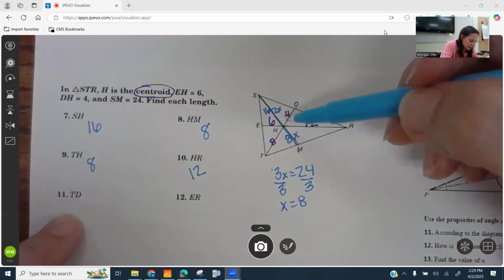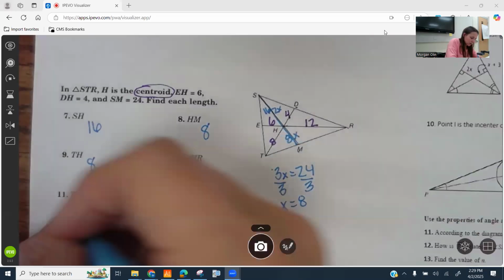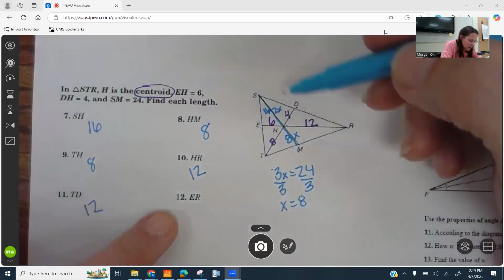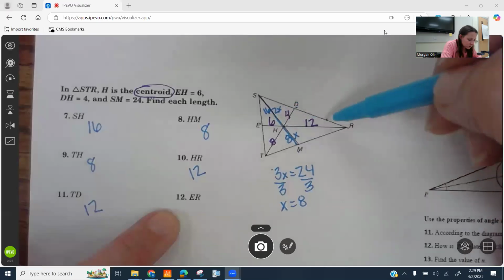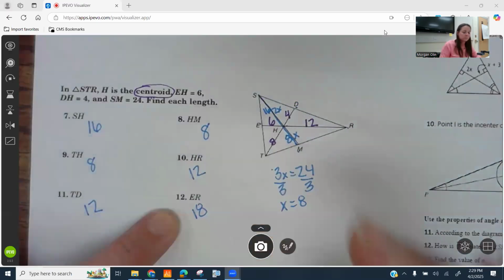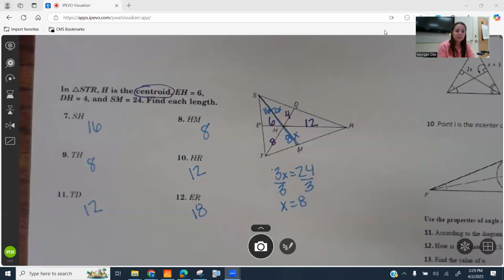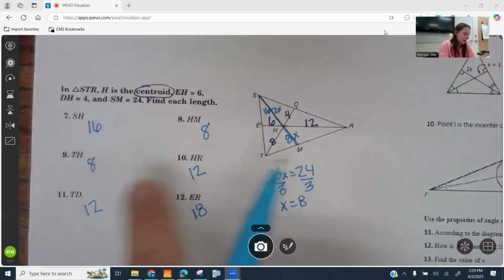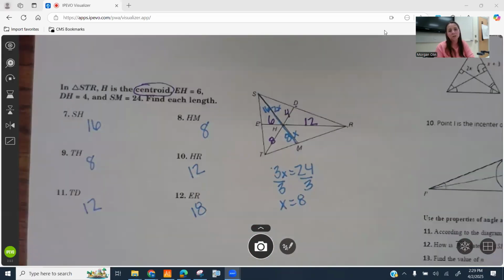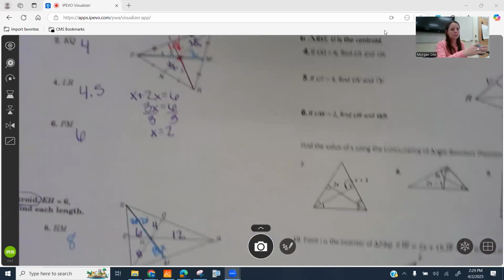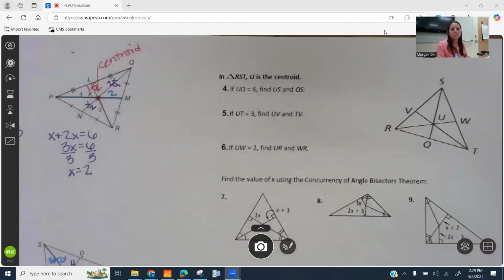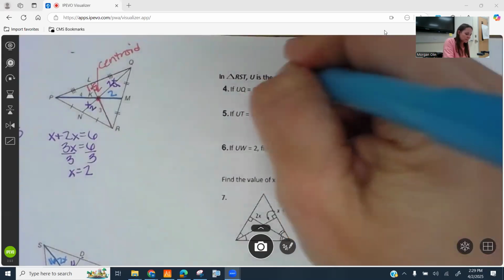TD is the entire thing. 8 plus 4 is 12. And then ER is the whole thing. 6 plus 12 is 18. So once you start figuring stuff out in your figure, it's easier to answer the questions. Well, guess what? We have another one. We can do a lot with centroid.